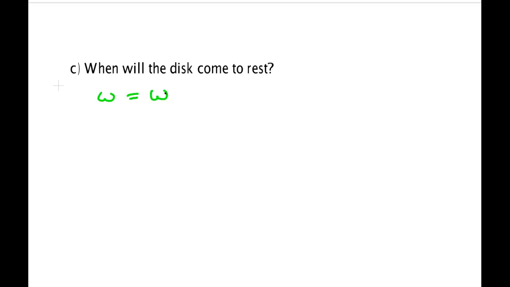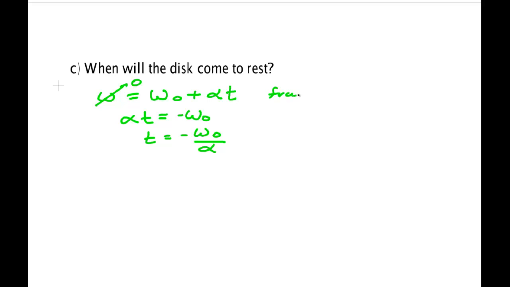Omega is equal to omega naught plus alpha t. This thing here is 0. So alpha t is minus omega naught. t is equal to minus omega naught over alpha. Note that this is from 7 seconds to a later time. So whatever value we get out of this is only the time from 7 seconds. Whatever later answer we get out of there, we're going to have to add 7 seconds.